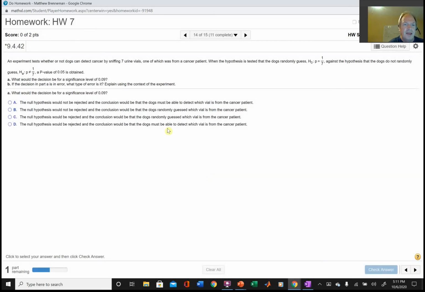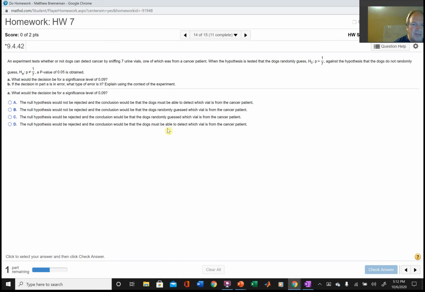An experiment tests whether dogs can detect cancer by sniffing 7 urine vials, one of which has results from a cancer patient. And so the probability that the dog will randomly guess the right one is 1 in 7, right? So we want to test to see if it's not 1 in 7. So what would the decision be for a significance level of 9%?